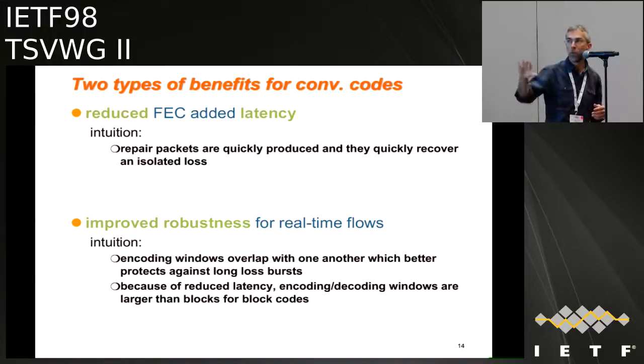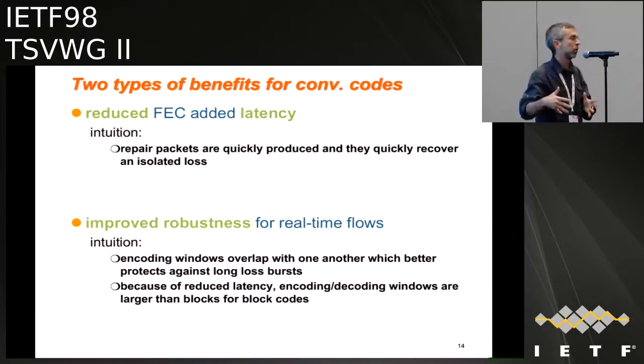You have to restrict those sizes, and then you enter big problems, as we will see later on, just in the following slide. So the intuition for this improved robustness is, first of all, the fact that the encoding windows are overlapping with one another, which makes it more robust in front of long erasure bursts. And the second intuition is the fact that because of the way it works with convolutional codes, the encoding and decoding window sizes are a little bit larger than what you can afford with block codes. And this does make a big difference.